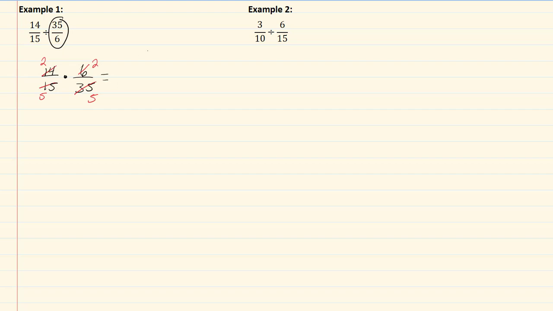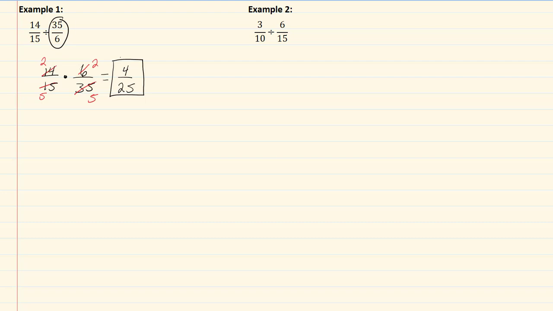We have 2 times 2, which would be 4, and 5 times 5, which would be 25. Double check my answer. Make sure I have no common factors between the numerator and denominator. And then I'm done. Let's take a look at example 2.